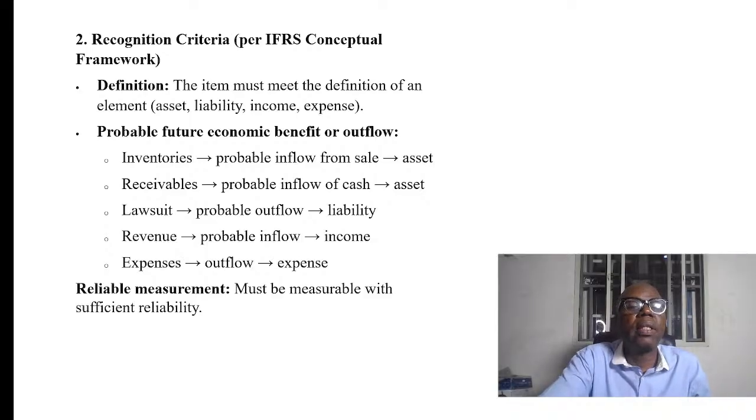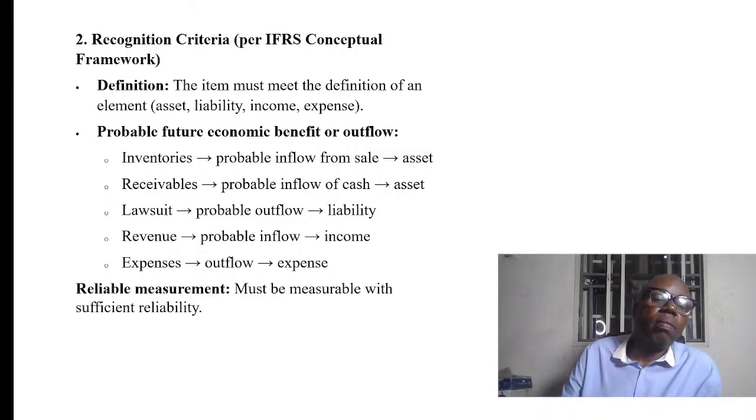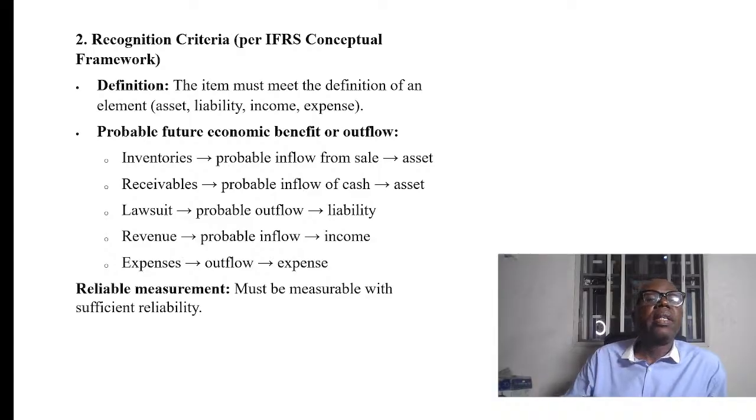So we have looked at it. Inventories can bring inflow through sales. Receivables can bring inflow through receipt of cash. Lawsuit will lead to outflow through payment. Revenue will lead to inflow through income, and expenses outflow through expense. Then this must be reliably measured before it is recognized. So these are the criteria for recognition.